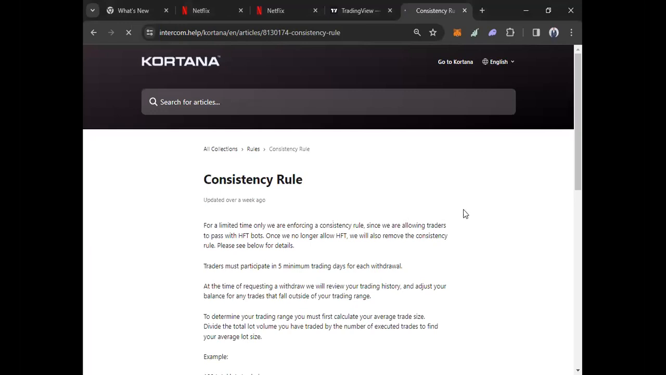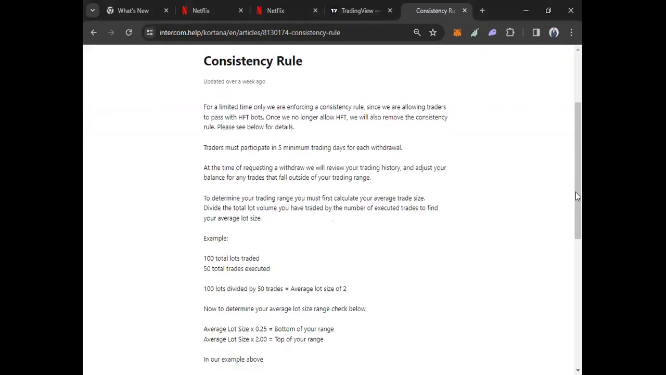Okay, so for the consistency rule, it was updated over a week ago. It was updated because they moved their broker. They had a broker they were using before, and they moved to a new broker. So after this movement, for a limited time only, we are enforcing a consistency rule. Since we are allowing traders to pass with HFT bots, once we no longer allow HFT, we will also remove the consistency rule. Please see below for details.